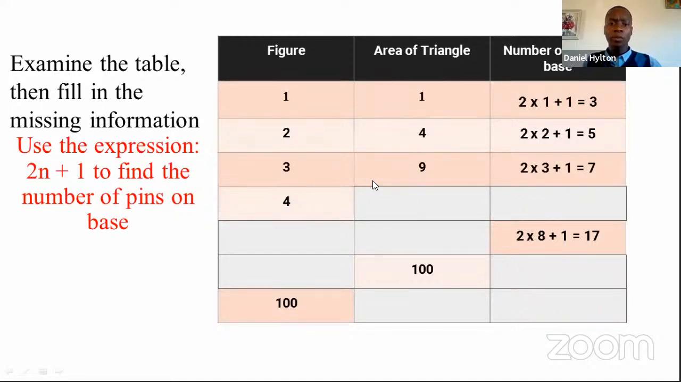So at the same time, what's happening in relation to the figure number and the number of pins on base? So what's happening between those two columns, the first column and the third column? What's the relationship there? So what are we seeing in the chat so far, Mr. Montague?